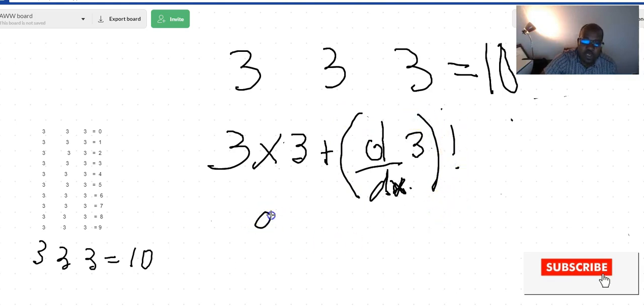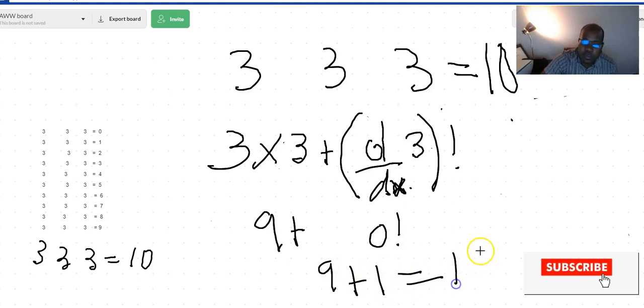So that basically gives me 9. When I compute the derivative of 3 to the power of x, that gives me 0, since it's factorial 0. Okay, so that gives me 9 plus 1, that gives me 10. There it is. So guys, there it is.